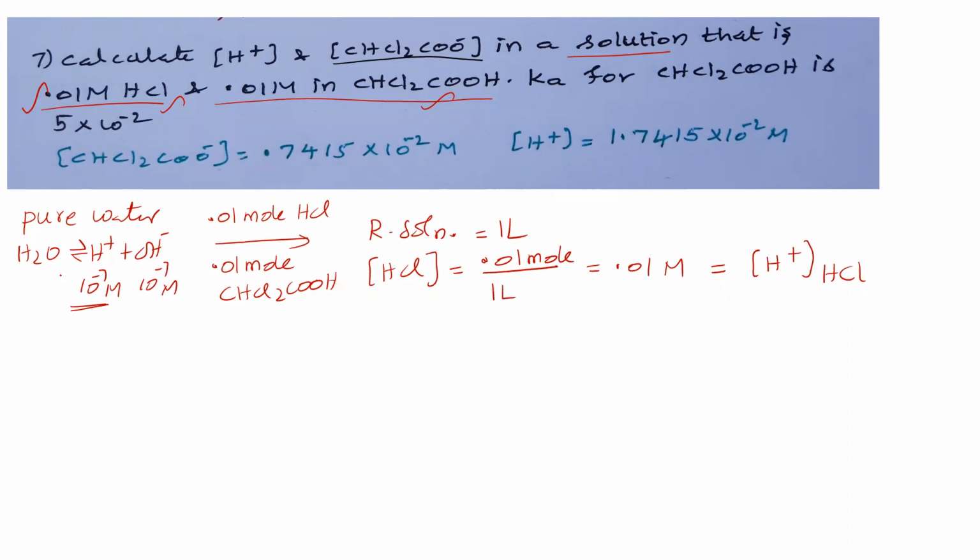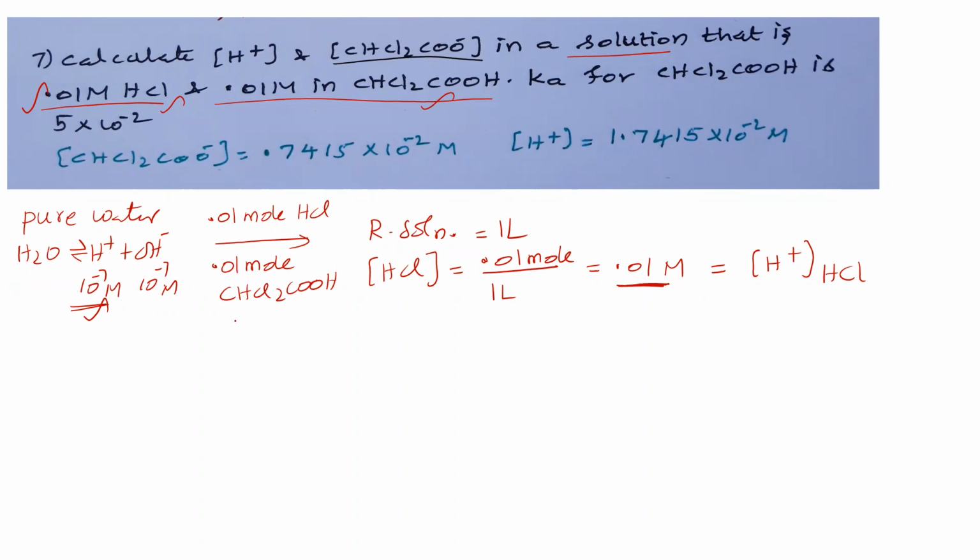Backward is favoring in the sense water dissociation extent decreases. Therefore, water contribution of H plus is still decreasing when compared to 10 power minus 7 molar. Therefore, water contribution of H plus we can neglect now by comparing with the H plus contribution by HCl. Okay, therefore water contribution we can neglect. H plus contribution by HCl is this much.